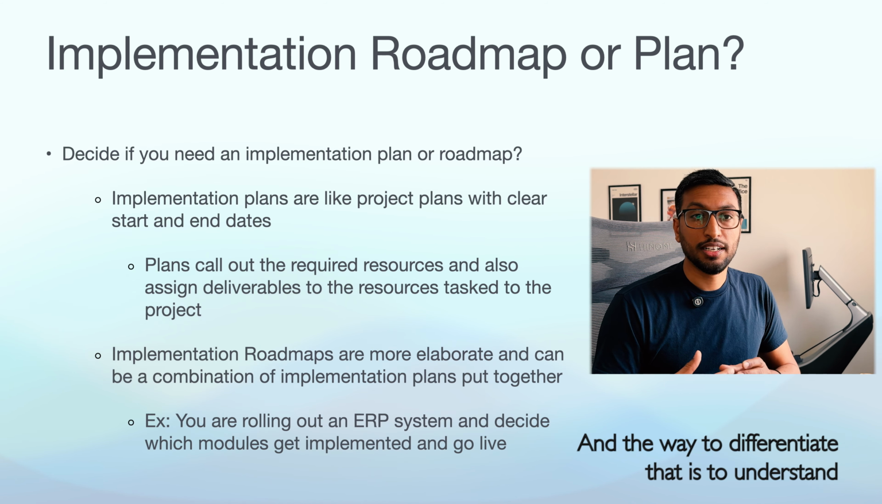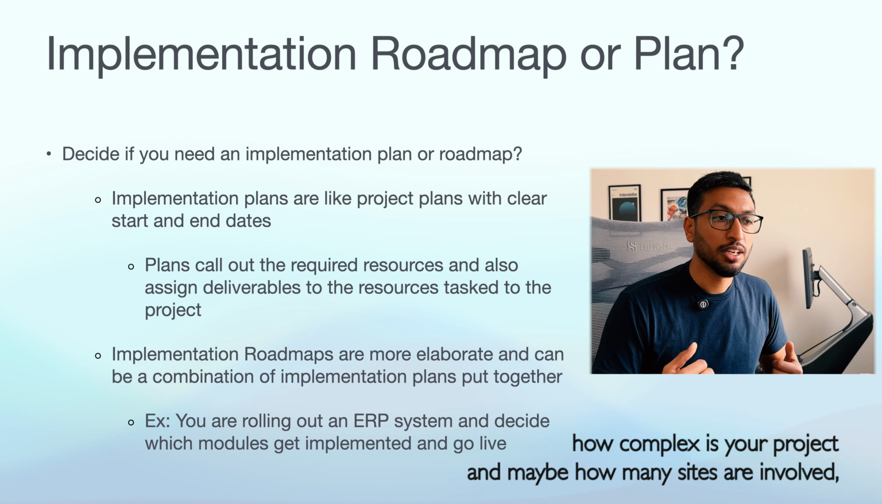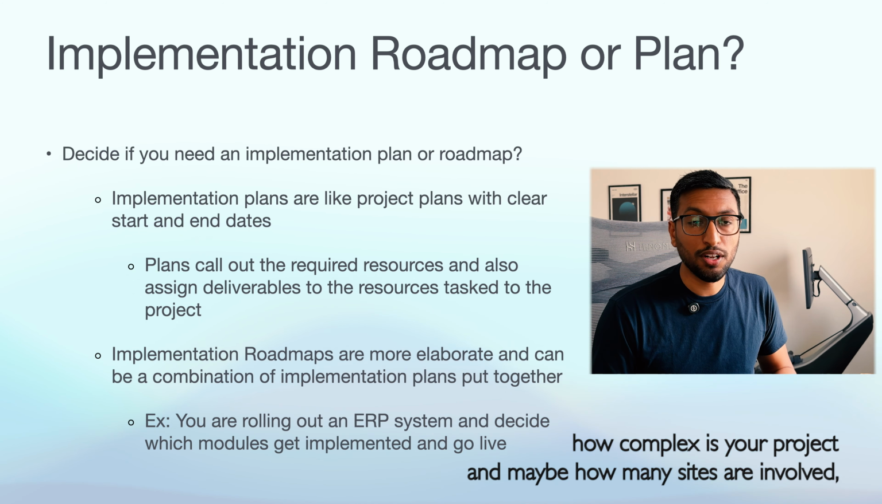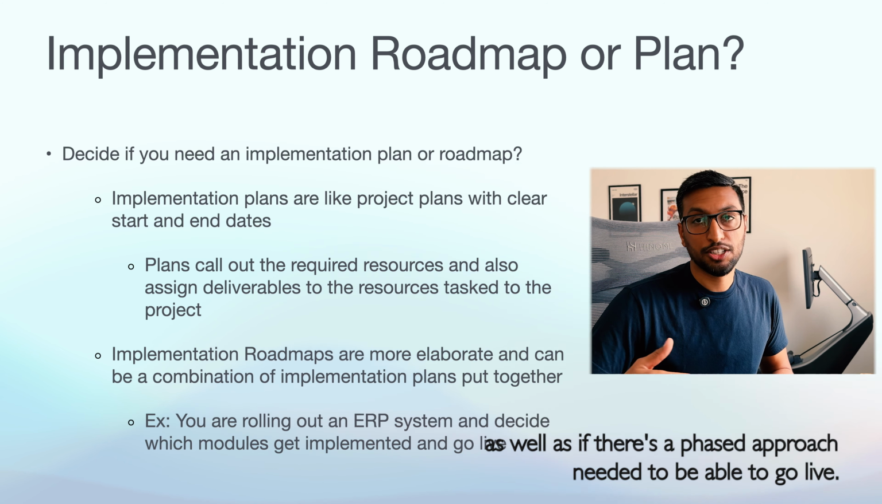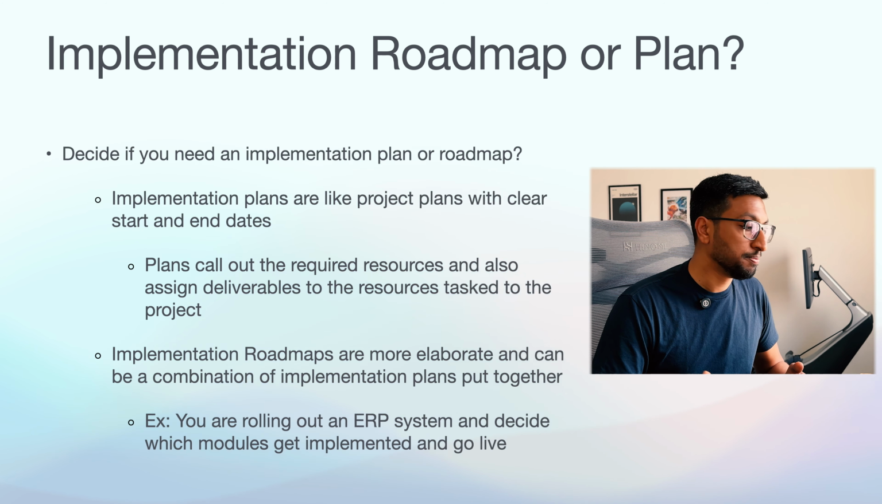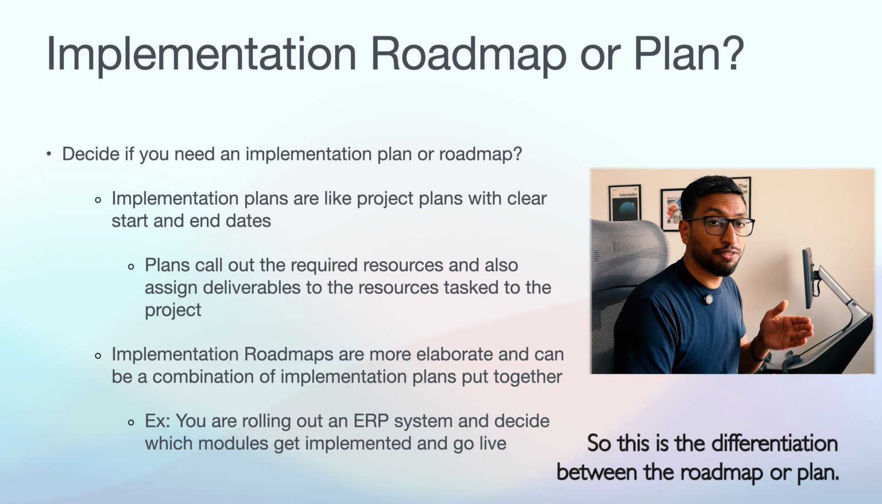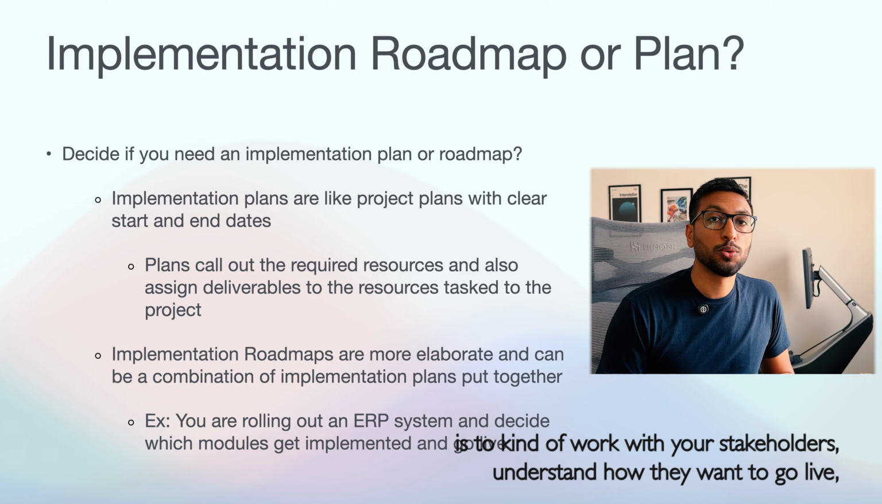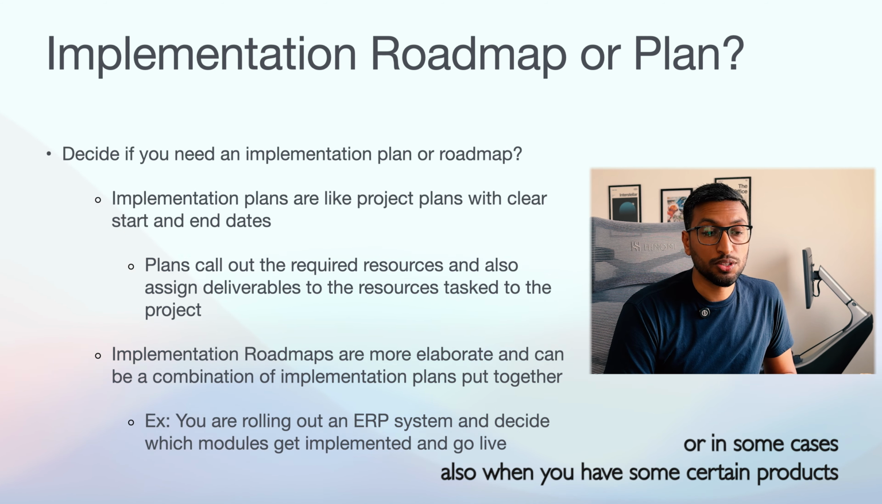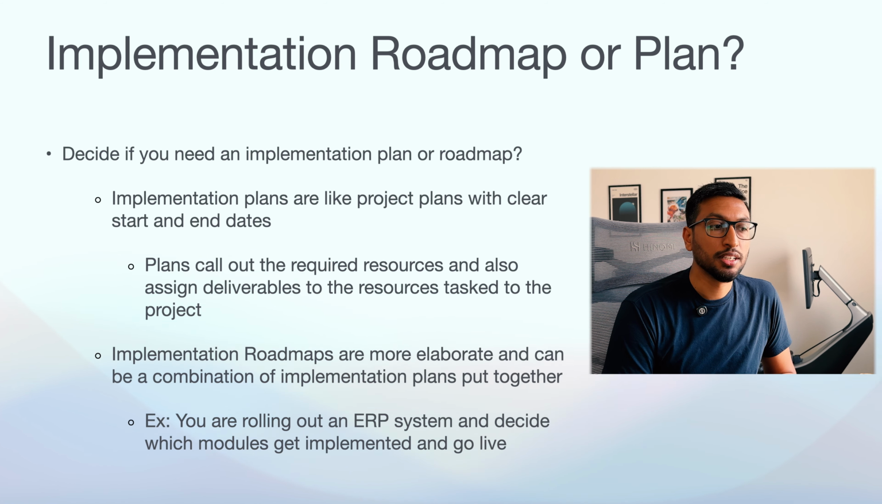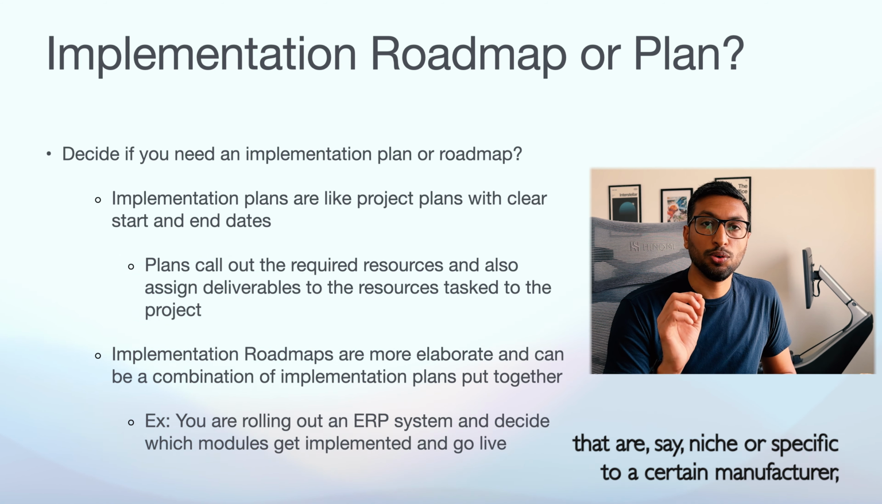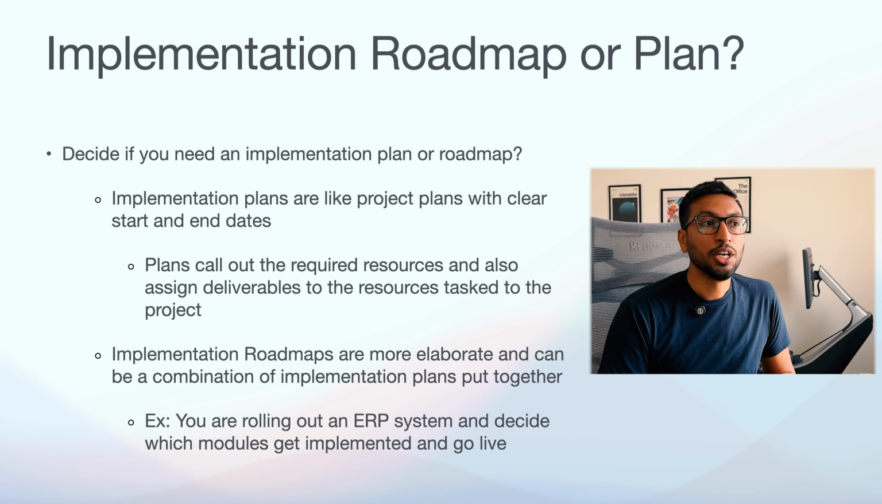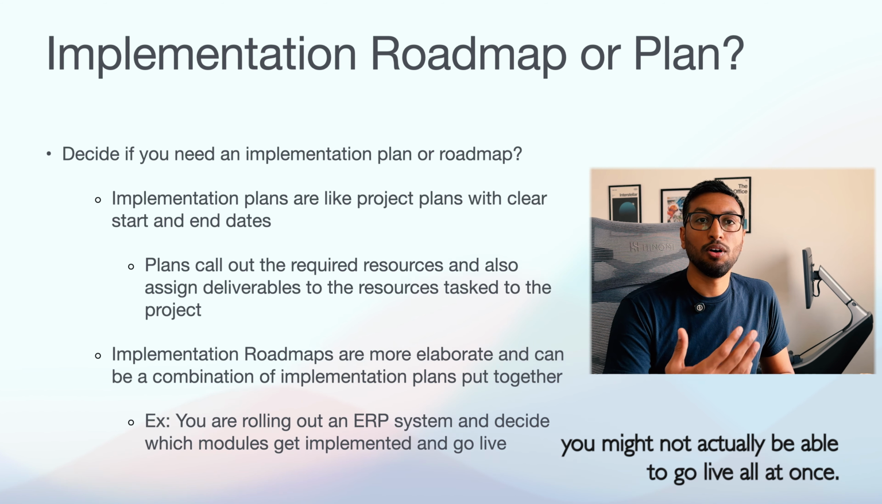And the way to differentiate that is to understand how complex your project is and maybe how many sites are involved, as well as if there's a phased approach needed to be able to go live. So this is the differentiation between the roadmap or plan. The best way to decide is to work with your stakeholders and understand how they want to go live, or in some cases, when you have certain products that are niche or specific to a certain manufacturer, you might not necessarily be able to go live all at once.